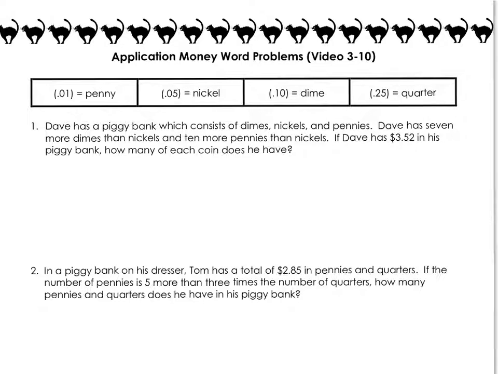Dave has a piggy bank which consists of dimes, nickels, and pennies. Dave has 7 more dimes than nickels and 10 more pennies than nickels. He has $3.52 in his piggy bank. How many of each coin does he have? So I always like to underline that question. We're looking for how many of each coin.